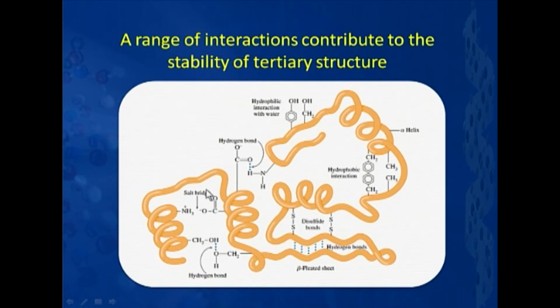Salt linkage basically refers to, say, maybe on this part of the protein there is a lysine side chain, which has an amino group as the side chain there, or we can have a glutamic acid or aspartic acid with COOH group there. So, they can form acid base interaction, some kind of a salt linkage. So, a wide variety of interactions come into play to stabilize the tertiary structure of a protein molecule.